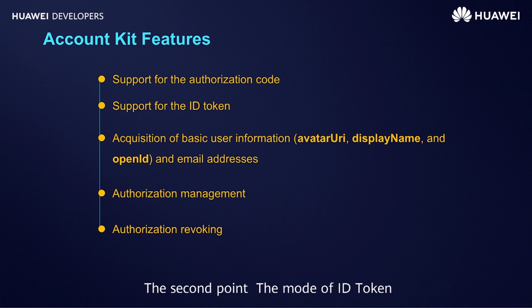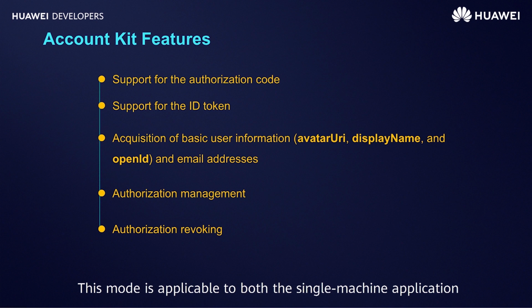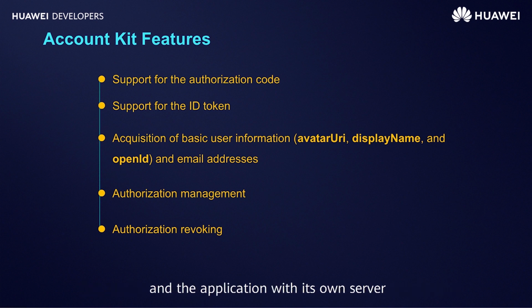The second point, the mode of ID token. Let's explain what is ID token. ID token is the identity information of users that have logged in, including the signature information used to verify the identity information. Therefore, the mode of ID token is the mode of user's identity authentication information. This mode is applicable to both the single machine application and the application with its own server. The concrete contents will be introduced in the following practical training camp. That's all about the two main authorization modes.